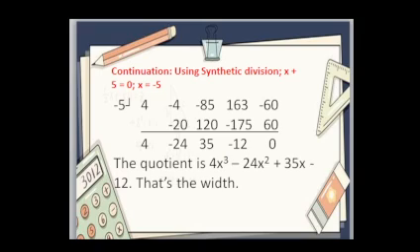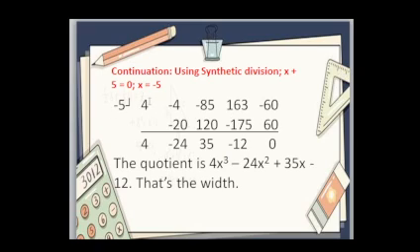And we will use synthetic division. Since our divisor is x plus 5, our x is negative 5. So our divisor is negative 5, and we will get all the numerical coefficients of the area. So we have 4, negative 4, negative 85, positive 163, and negative 60. And we will use those steps.